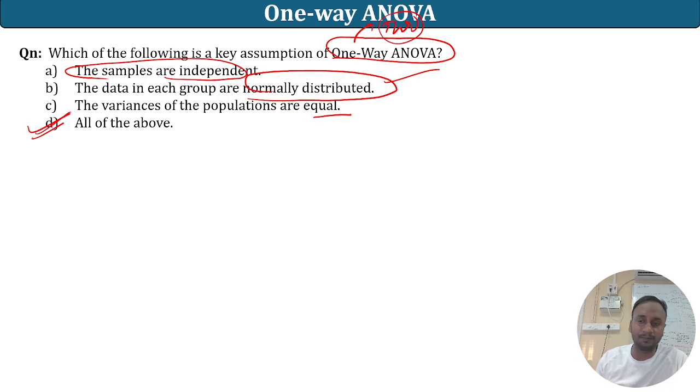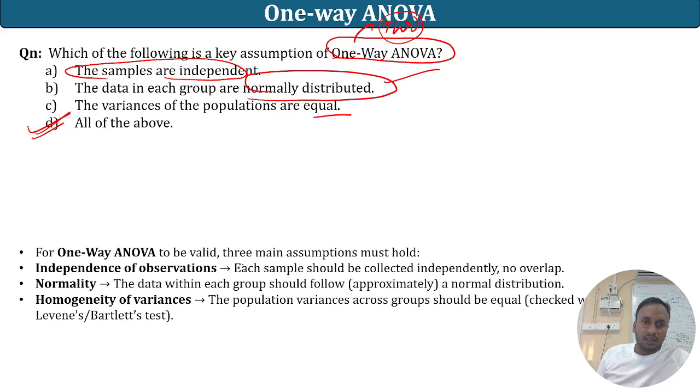Okay, so I think it's clear. Independence of the observations, normality, then homogeneity of the variances. If we go another way, we can check with Bartlett's test and all; that we'll see in the coming lectures.